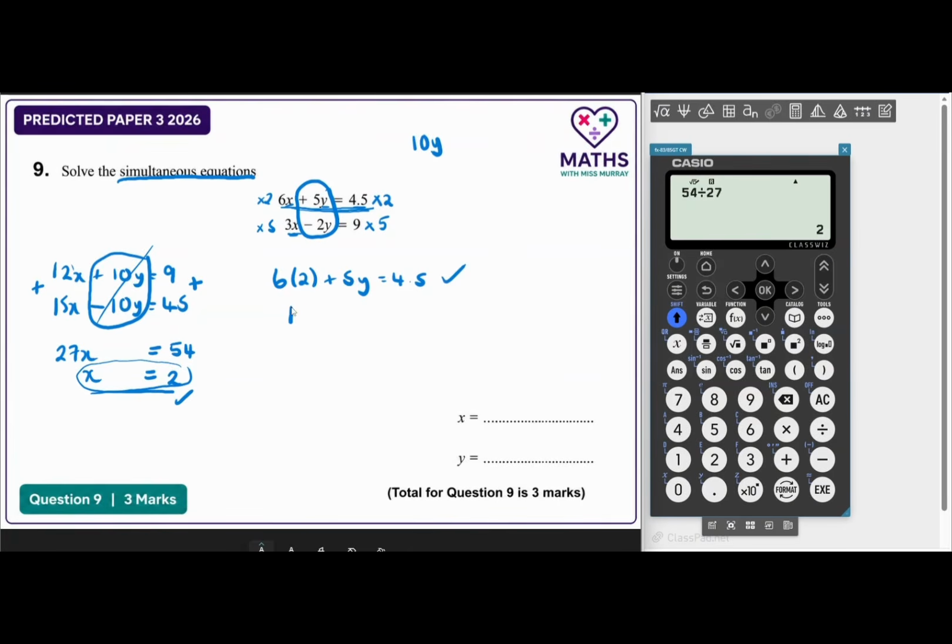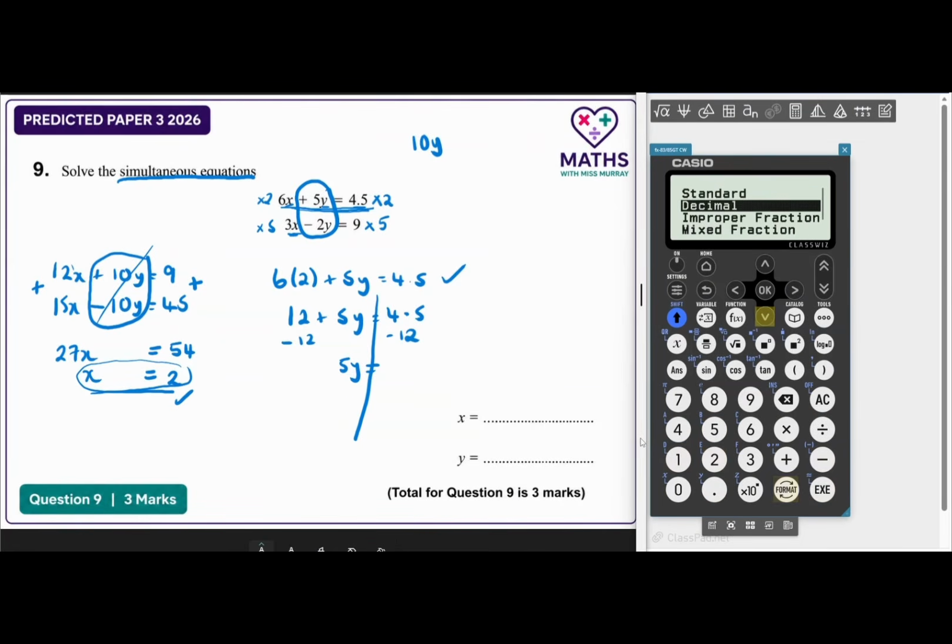So 6 times 2 is 12, add 5y equals 4.5. I've got to solve this equation now to work out what y is. So I'm going to subtract the 12 from both sides, which leaves me with 5y equals 4.5 subtract 12. Again, look, you've got your calculator here. So 4.5 subtract 12 equals, and then it's given me a fraction, so it gives me negative 7.5. So this is where your calculator comes in handy.